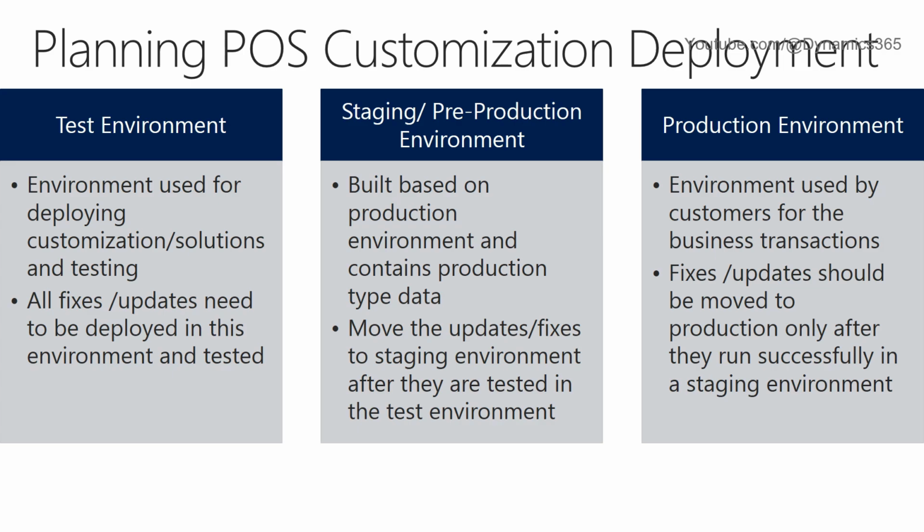Staging or pre-production environment. This is the environment that is built based on the production environment. Typically, it contains business data from the production system. Microsoft Dynamics AX models and customizations are moved to a staging environment after they are integrated and tested on a test environment. Production environment. This is the final environment that customers use to run their business. Fixes and updates should be moved to production only after they run successfully in a staging environment.